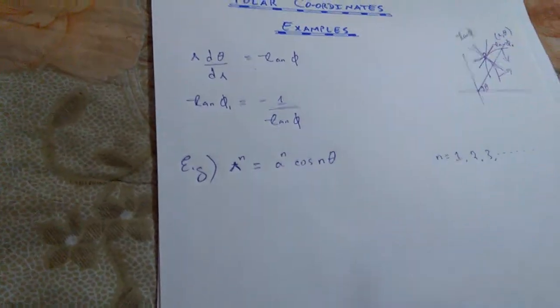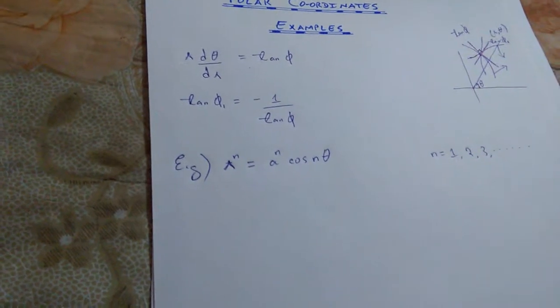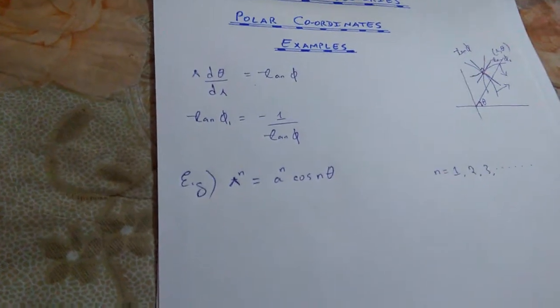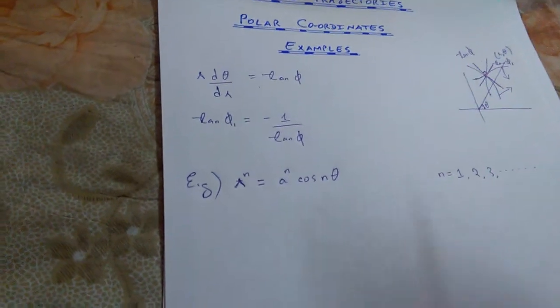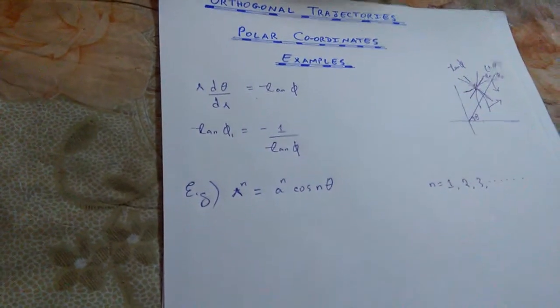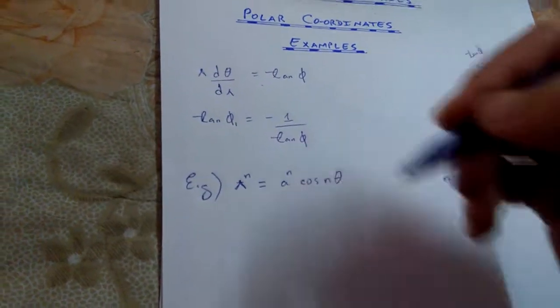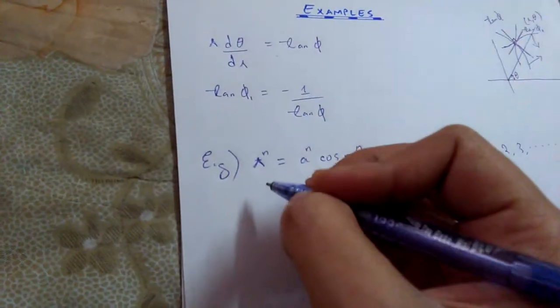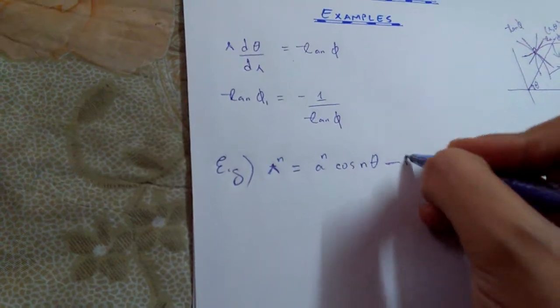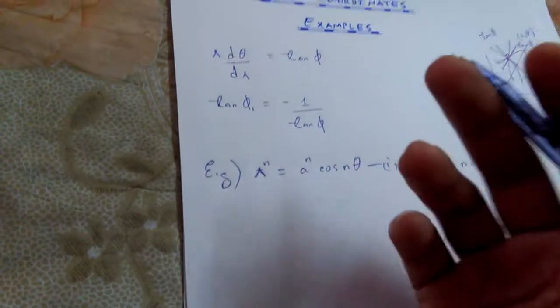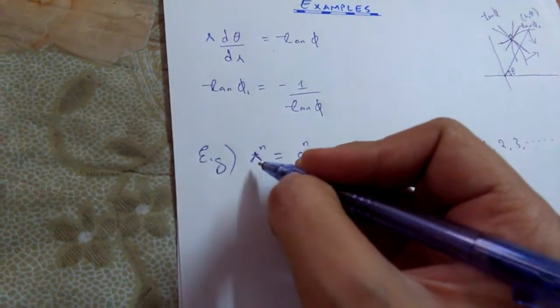The orthogonal trajectories equation is also going to represent another family of curves whose tangents at the points of intersection are exactly perpendicular to the tangents of this family of curves. So what we have to do: I represent this equation as equation number 1, and now I'm going to differentiate both sides with respect to r.